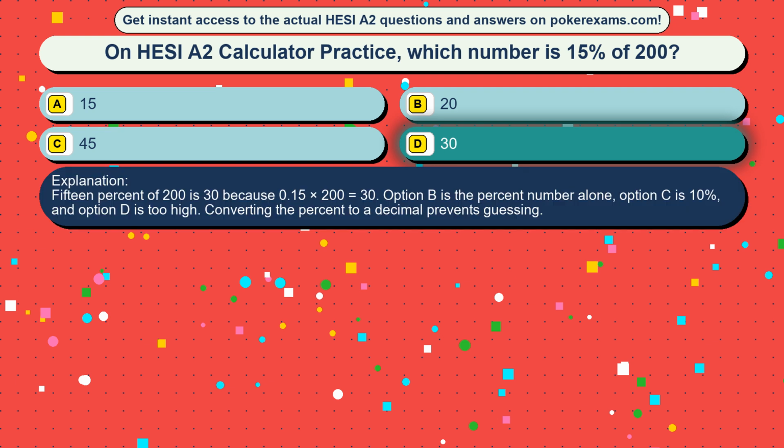15% of 200 is 30 because 0.15 times 200 equals 30. Option A is the percent number alone, option C is 10%, and option D is too high. Converting the percent to a decimal prevents guessing.